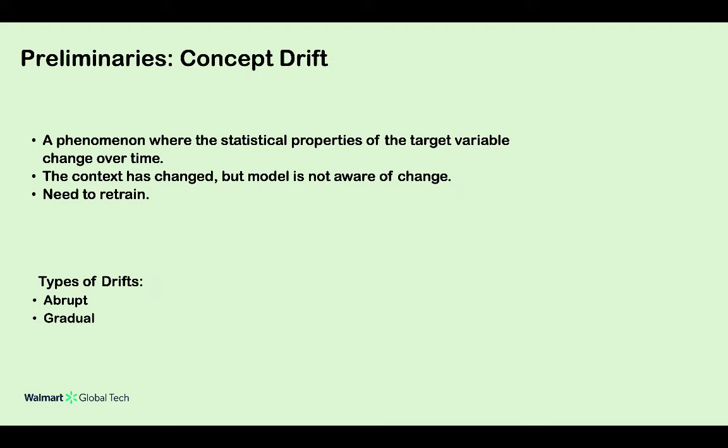Again, you can think of a cab price, which is determined by the distance traveled by the passenger and the time of the travel. But the cab price may increase with the increase in the fuel price, and this is again a gradual change, and this is an example of gradual drift.